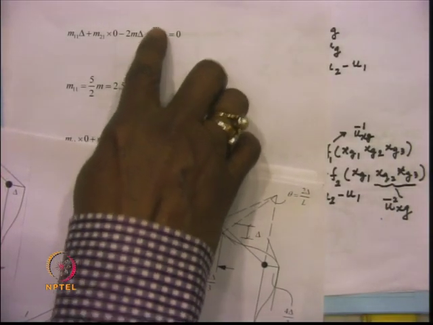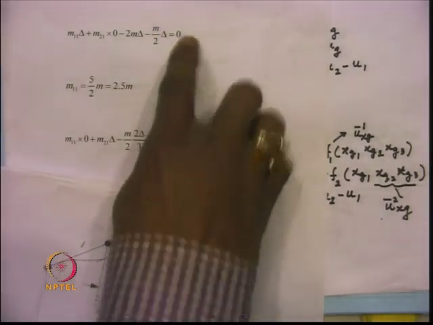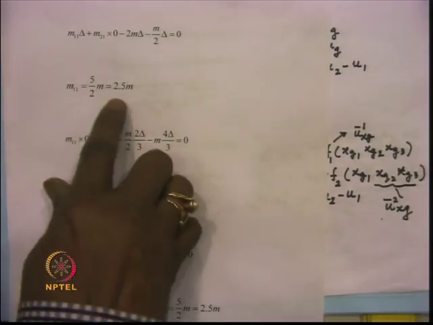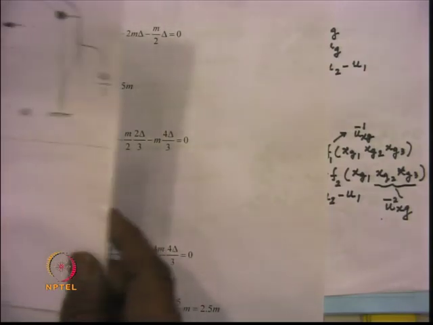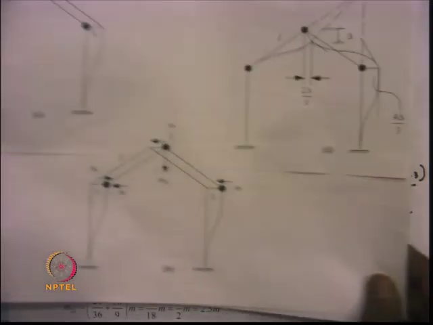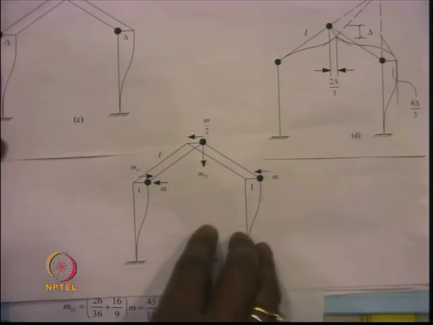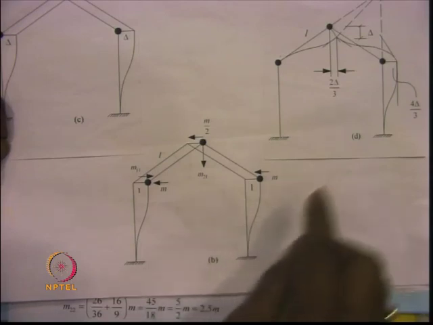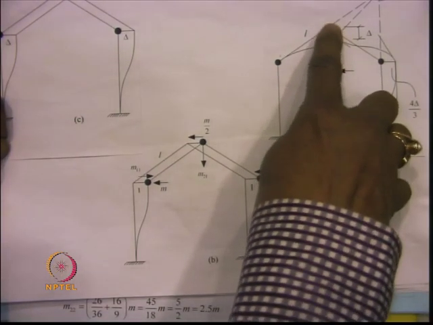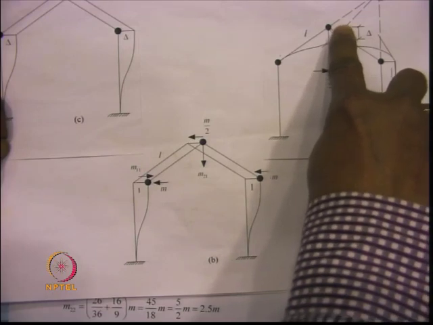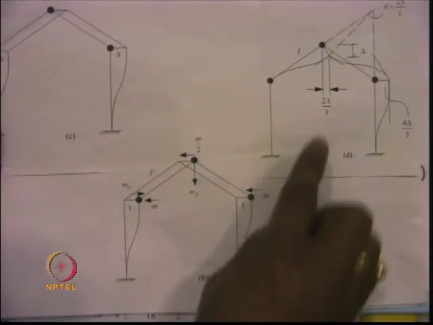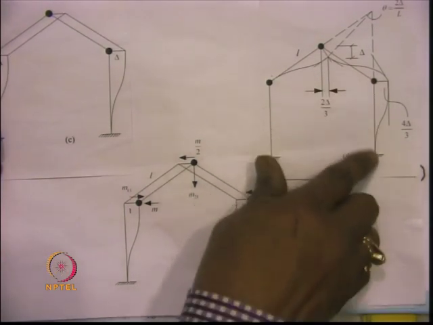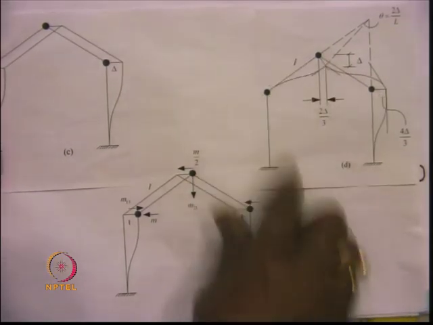Again, we write down minus m by 2 into delta, and that becomes equal to 0, and from there one can derive m11 to be equal to 2.5 m, which we got also in the previous case. In order to obtain the m21, what is done is that we give a unit displacement to this degree of freedom in the vertical direction, making sure that there is no extension of the member, maintaining the inextensibility condition.